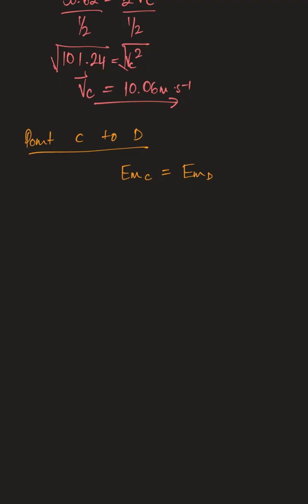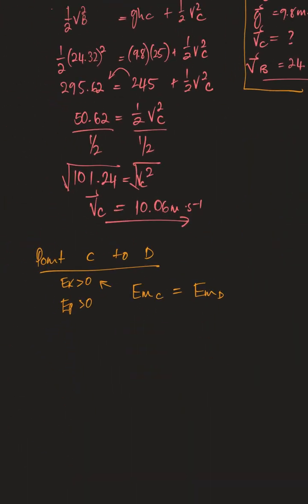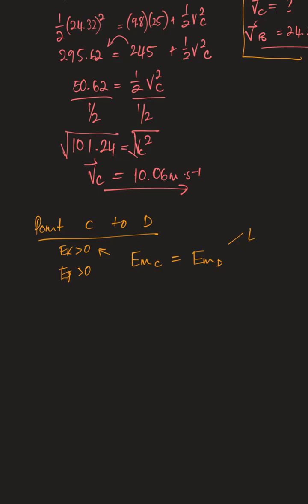Right. In terms of point C, it had a velocity, so it must be greater than 0, the kinetic energy. And because it had height, the potential energy must also be greater than 0. Point D has a height now. Does it have a height? It has a height of 12 meters. Good. It has a height, so it means that its EP value is greater than 0. And it has a velocity, because that's what we're looking for. So it means it has an EK that is also greater than 0. And what we're actually looking for is VD.